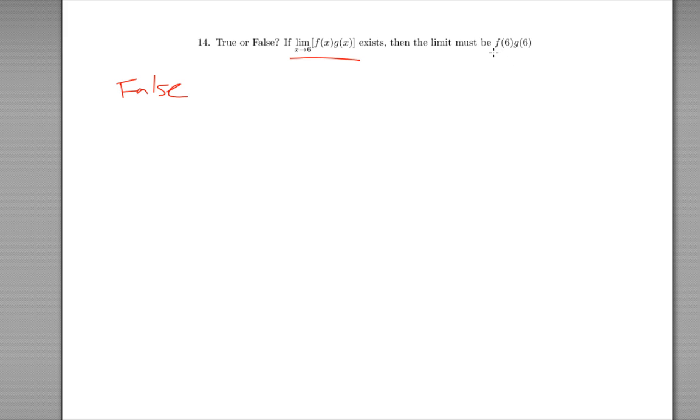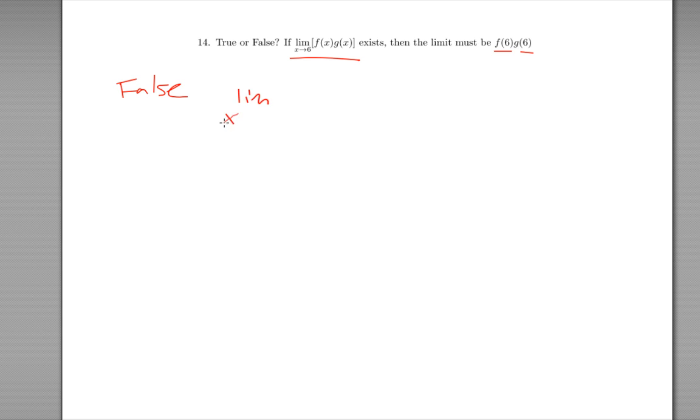The limit law says that you're allowed to do this as long as these numbers exist. You can separate them as long as these numbers exist. There is no guarantee in this question that these numbers actually exist, so there's no guarantee that you can do this. Let me give you a counterexample. Let's take a look at this.